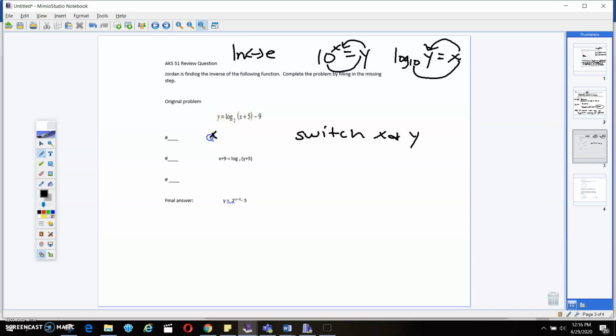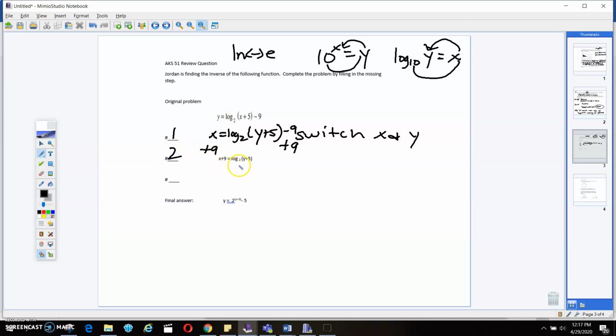So we're going to rewrite this as x equals log base 2 of y plus 5 minus 9. Okay, so that's step 1. We're going to switch our x and our y. Okay, step 2, we're going to bring this 9 to the other side. So we're going to add the 9 to the other side, which is exactly what they did right here. So that was step 2, and they've already done it for us.